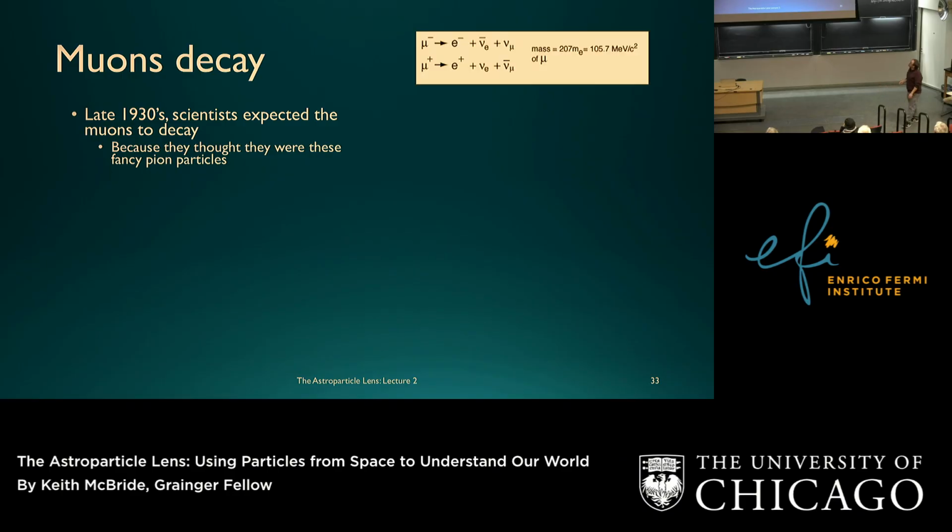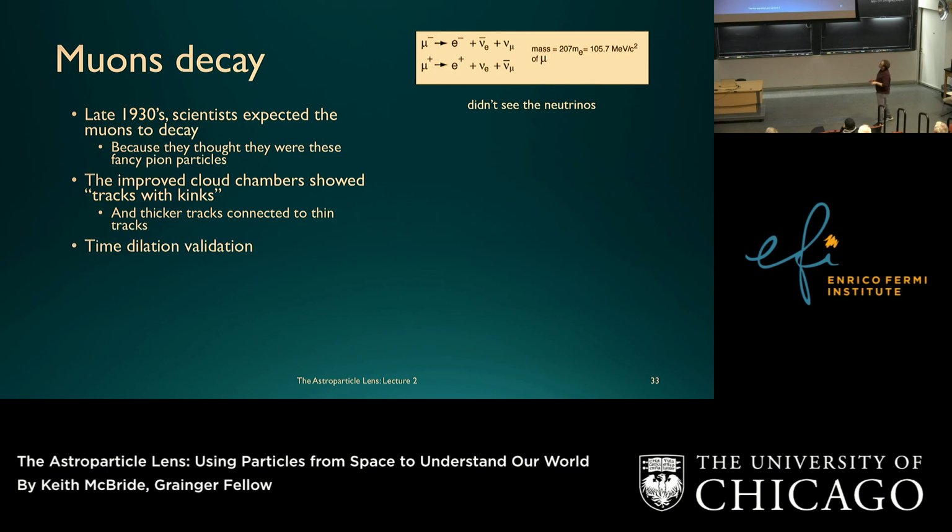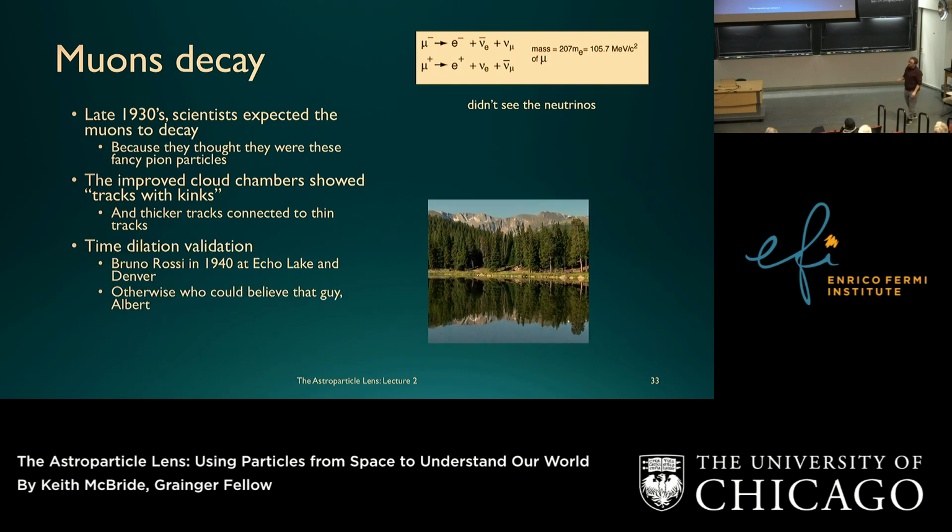the nucleus together. And so when it finally was determined that muons would decay, this was also done with cloud chambers, particles coming in and producing kinks where the thickness of your cloud chamber tracks would change shape. They would go from very thick to not so thick and much shorter. And this was an observation of muons decaying. But this was also famously used to prove that time dilation was right, because otherwise who could believe that guy Albert, right?